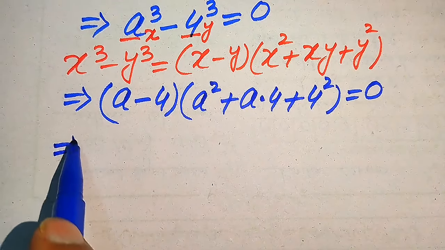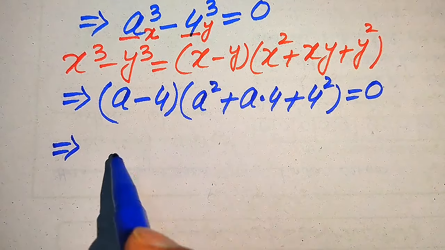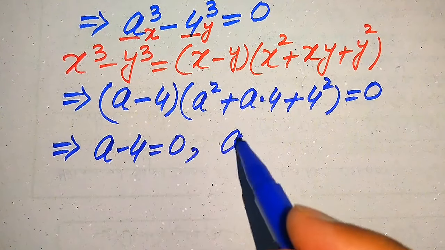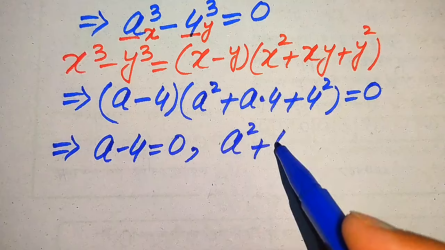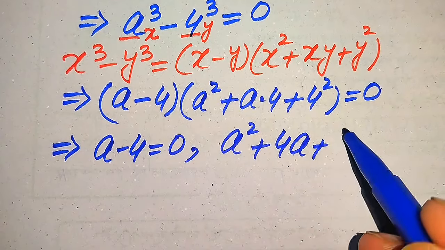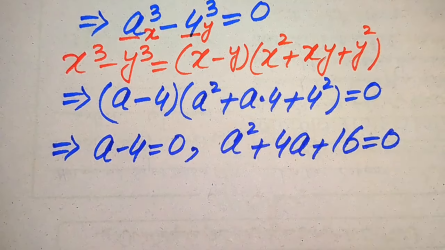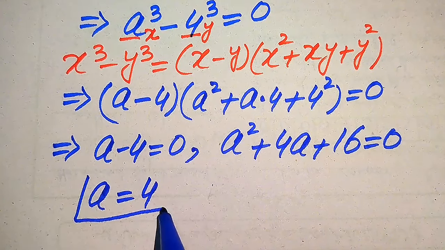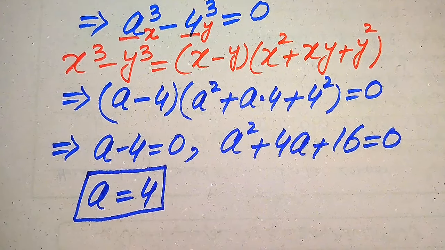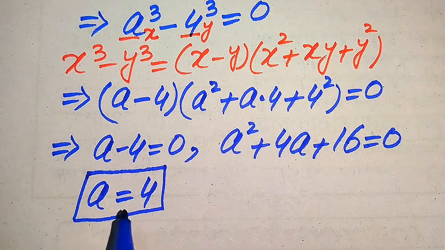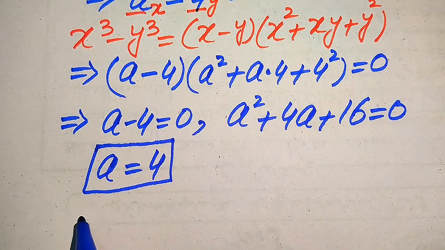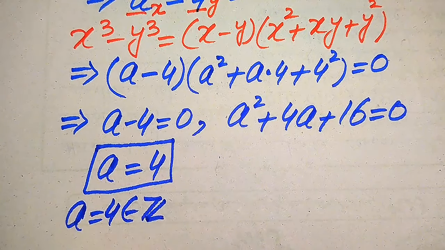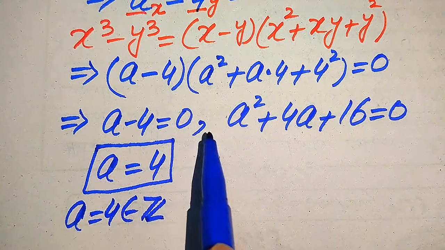So further in the next step we divide this equation into two cases. The first case is we write a minus 4 is equal to 0, and the second case is we write a squared plus 4a plus 16 is equal to 0. So from here we easily get the value of a is equal to 4. This is our first integer solution of the given equation, because you clearly see a is equal to 4 and 4 belongs to Z. So this is our first integer solution.